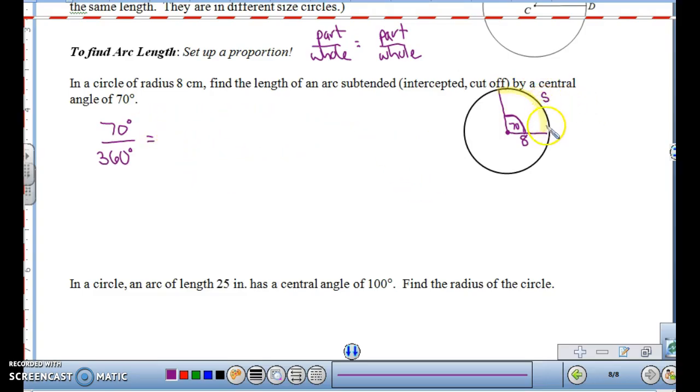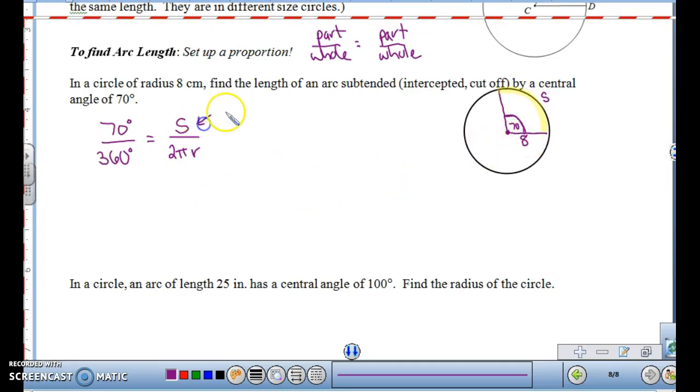Is the arc length a part of the circle or the whole circle? It would be a part. So it would be S over the whole way around. If we're going the whole way around, what would that be? That would be the circumference of the circle. Well, how do we find the circumference of a circle? It's 2 pi r. Or you can do pi d, but we have r, so let's use r.